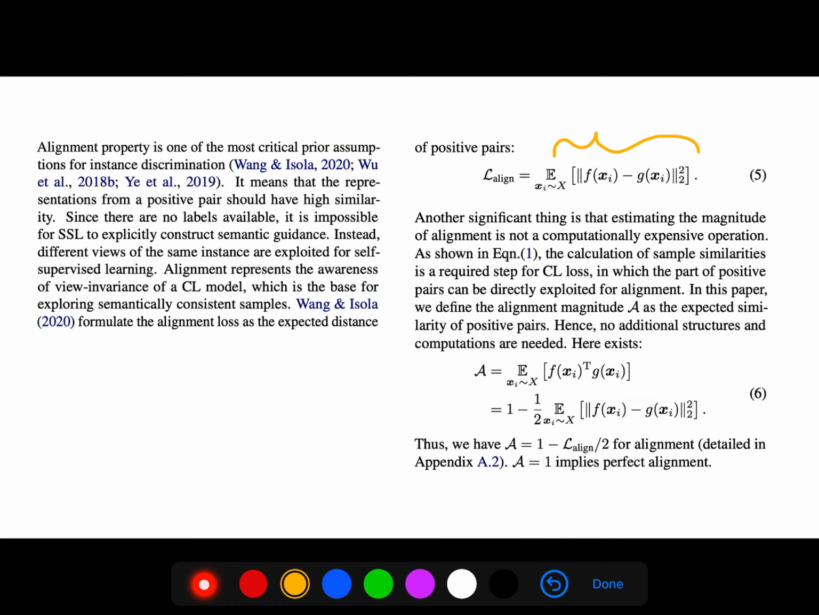Another significant thing is that estimating the magnitude of alignment is not a computationally expensive operation. The calculation of sample similarities is a required step for CL loss, in which the part of positive pairs can be directly exploited for alignment. In this paper, we define the alignment magnitude A as the expected similarity of positive pairs. Hence, no additional structures and computations are needed.